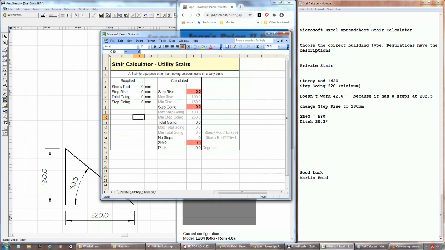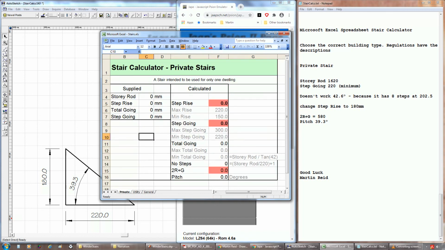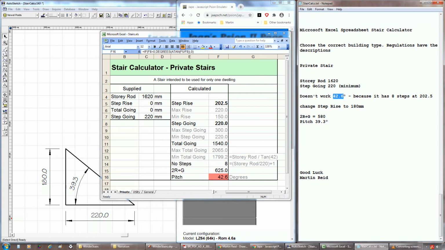That's boiler houses and that kind of staircase. We're in a domestic property, so we're using private stairs. And if we give this a story rod height of 1620, and then we give it a step going of the minimum step going, 220. So if we give this a minimum step going of 220, we can't use those values because it's greater than 42 degrees, but we knew that because we're going to have not 8 steps, we're going to have 9 steps.